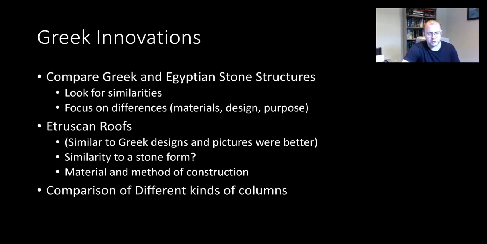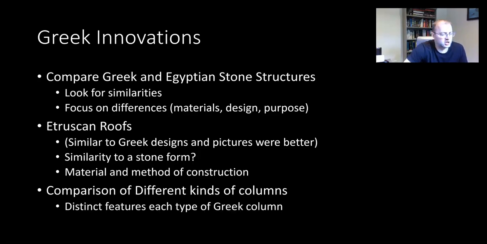And the last thing we're going to do is look at the different kinds of columns in Greek architecture. They had a number of different designs, so try and pick out what you think the distinct features are of each type of Greek column. So you'll take some time, do some observations.